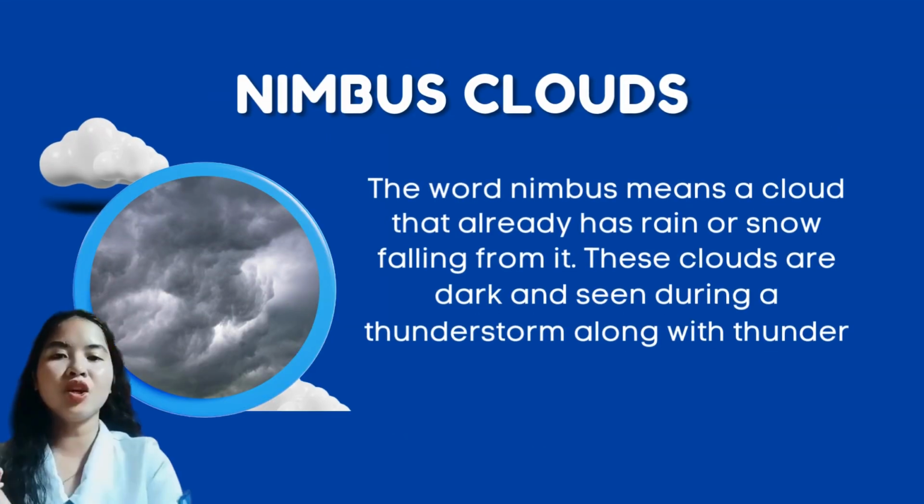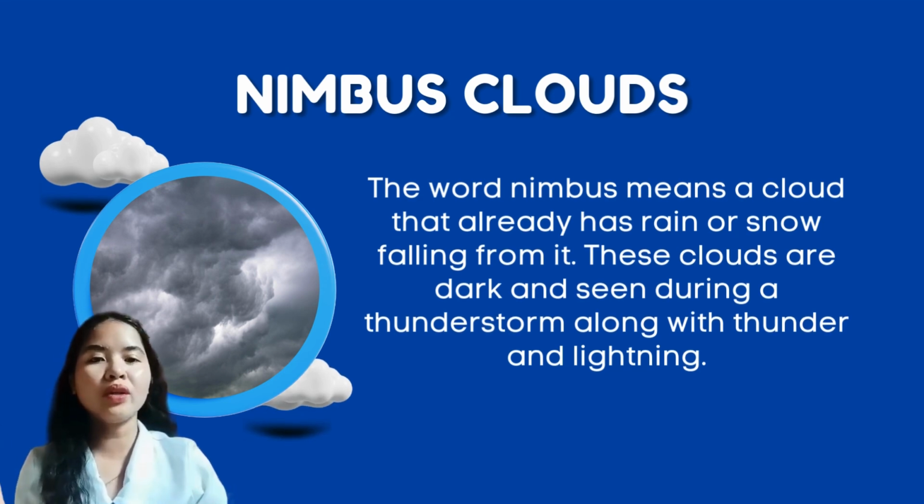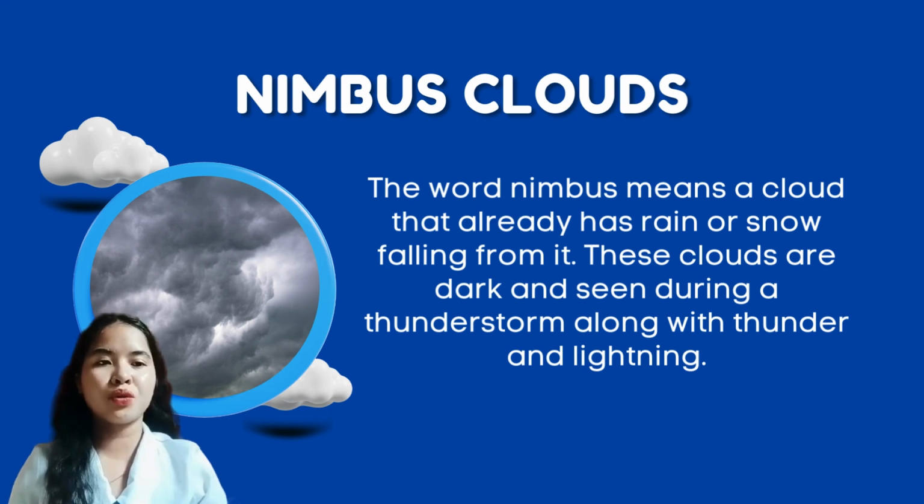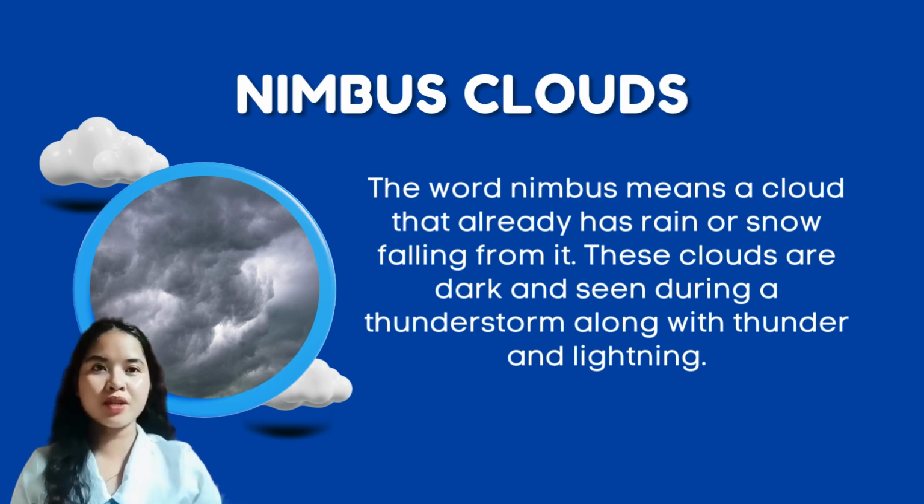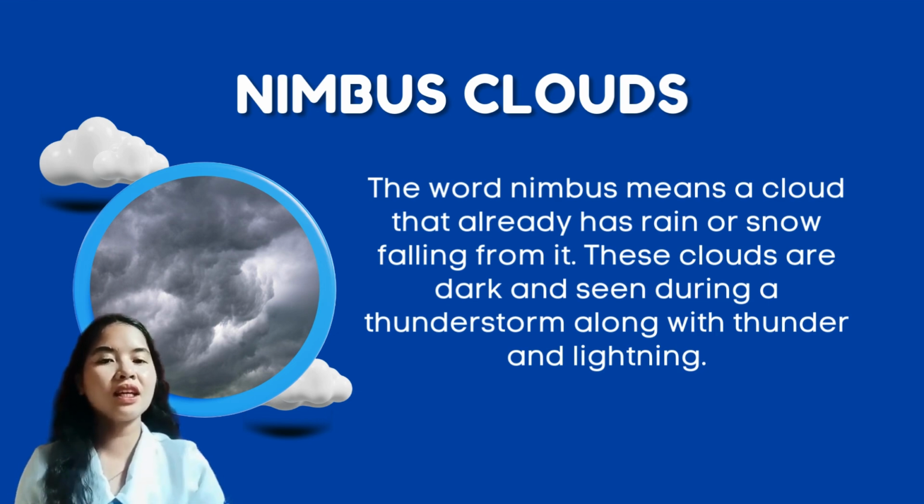The last is the nimbus clouds. It's also known as rain clouds. Dark gray clouds that produce rain or snow. The name comes from a Latin word meaning rain. It is a thick cloud and produces most precipitation.